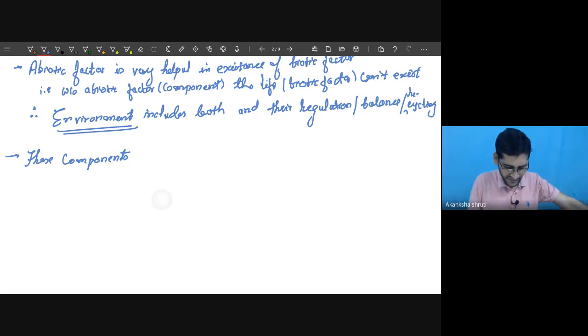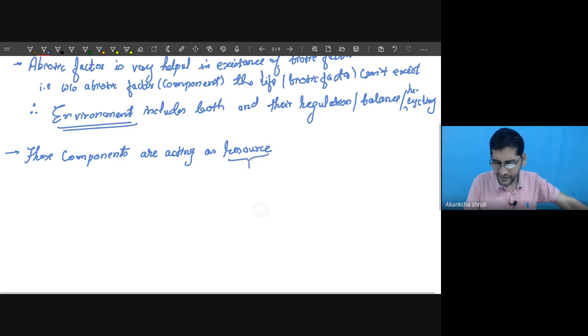Okay, student, these are acting as resource. Means what is the importance of the components of the environment? They are resource. Resource simply means useful, anything which can be used for our life. Like children are a resource for their parents, parents are a resource for their children. The comb we are using is a resource. The pen, pencil that you are using are also resources. So these components are acting as a resource or provide resources.